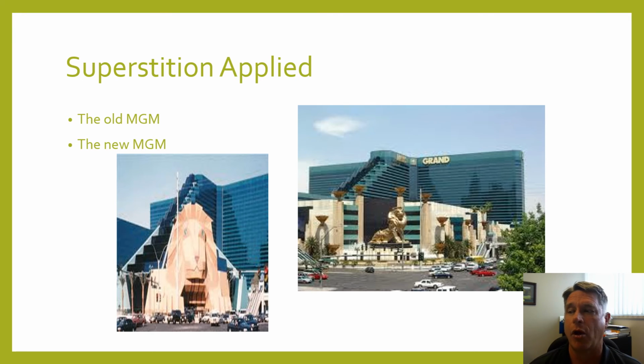All right, you no longer enter through the mouth of the lion. You never did enter through the mouth of the lion. You came in underneath the lion, but that didn't matter to them. So this is the entrance now, and you actually come in on escalators on either side. They've made a lot of renovations, but this is the power of superstition. A $100 million renovation to a hotel and casino in Las Vegas, all based off of a false association that a lion will bring you bad luck.